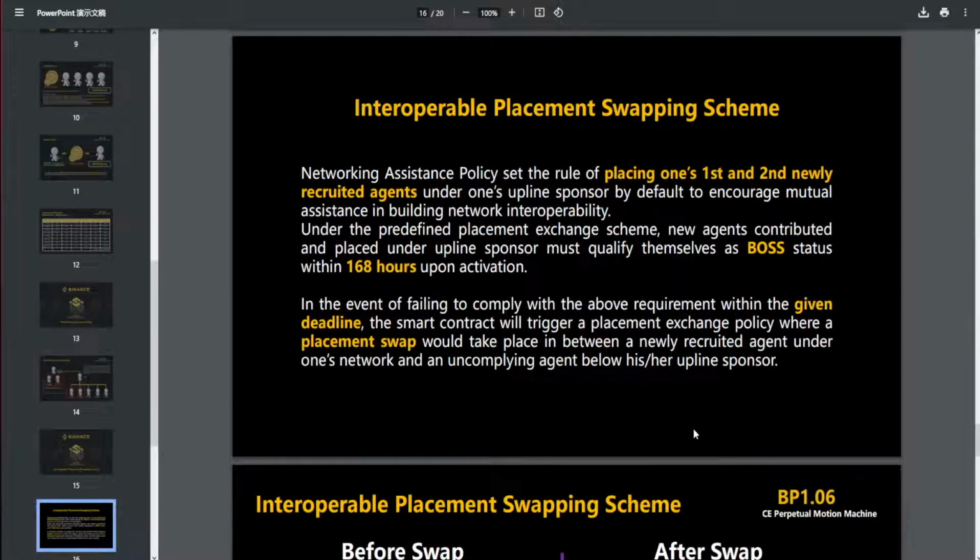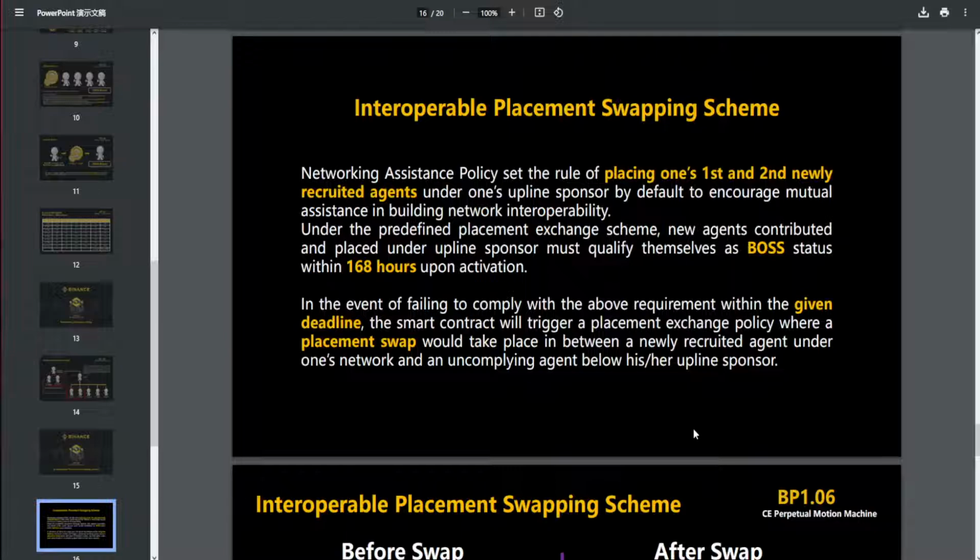So we have seen that there are different levels. You have the agent, the boss, upline boss, and upper upline boss. When you join, you're basically an agent, and to become a boss, you have to refer a certain amount of people within the first 7 days, which is 168 hours. When you do that, you're good to go.